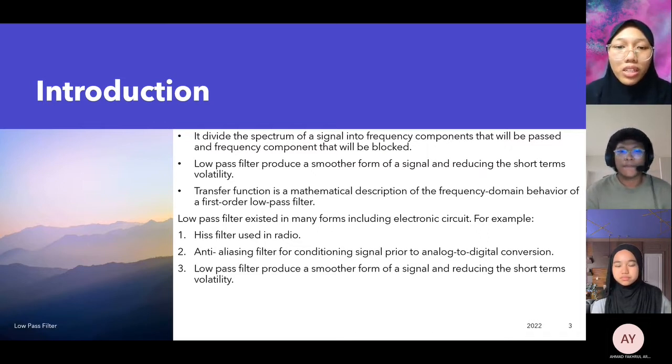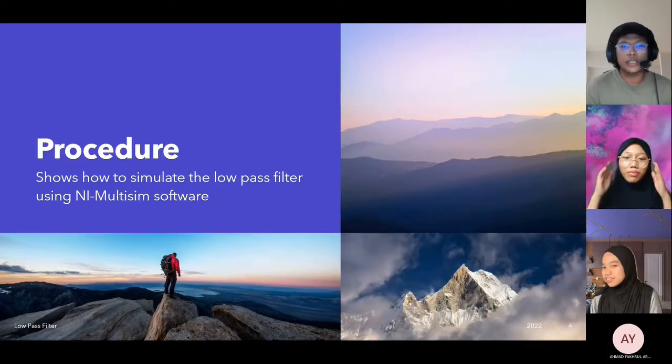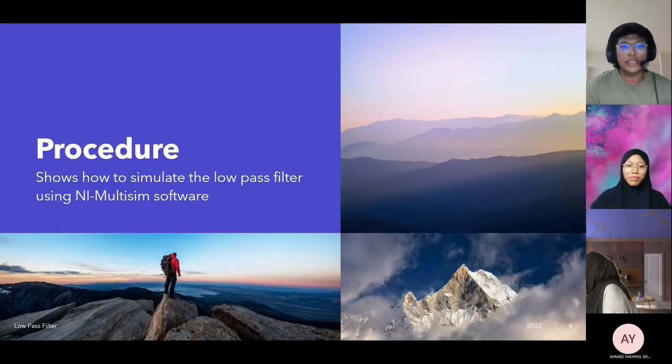Low pass filters exist in many forms, including electronic circuits, for example, the filter used in radio. The second one is the anti-aliasing filter for conditioning signals prior to analog to digital conversion. The last one is that a low pass filter produces a smoother form of a signal and reduces the short-term volatility. How is the procedure? By using the NI Multisim software.